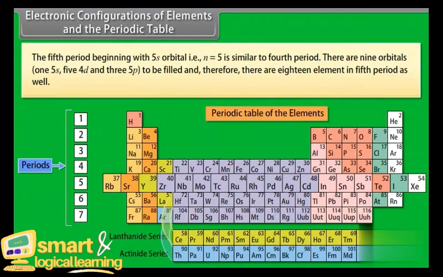The fifth period beginning with the 5s orbital, that is, n is equal to 5, is similar to the fourth period. There are 9 orbitals, one 5s, five 4d and three 5p to be filled, and therefore there are 18 elements in the fifth period as well.